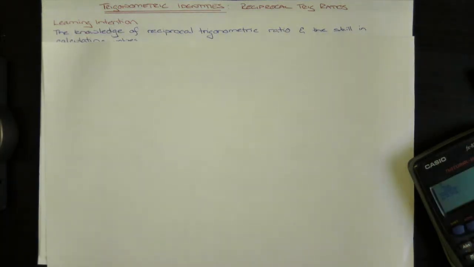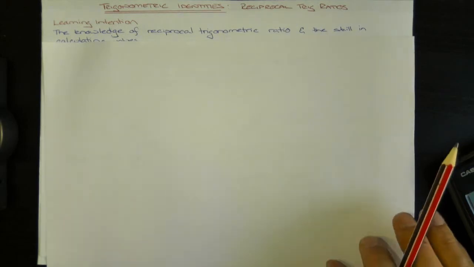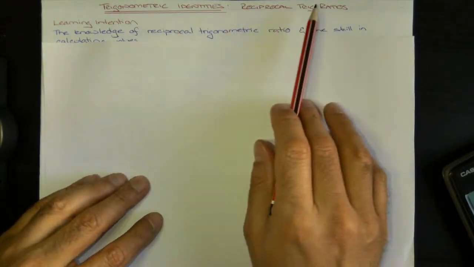Okay, so today we are going to look at our trigonometric identity, or one of them. The one we're looking at today is the reciprocal of the trig ratios. So this is one identity of a few. The first identity is the reciprocal.